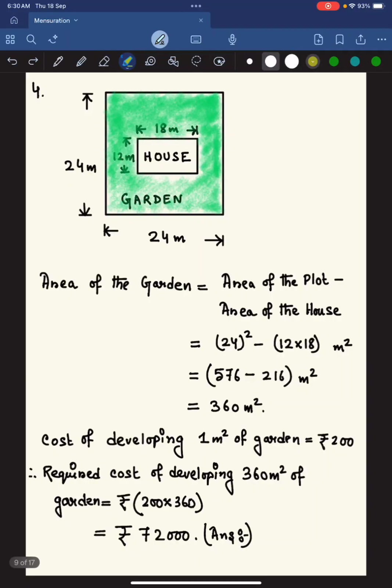Similarly, okay, now let's come to question number 4. We are given here this diagram, right? In this diagram, this is a square, which is a square plot, and this house is of a rectangular shape. The side of the square plot is given as 24 meter, and in case of this house, the length is given as 18 meter and the breadth is given as 12 meter, and the rest of the shaded portion is the garden.